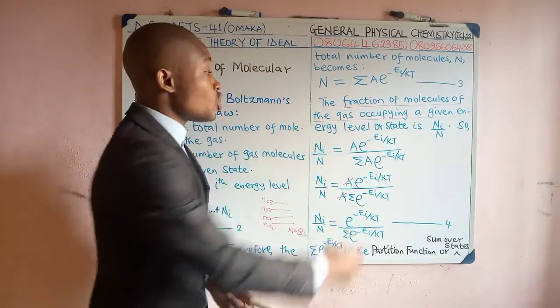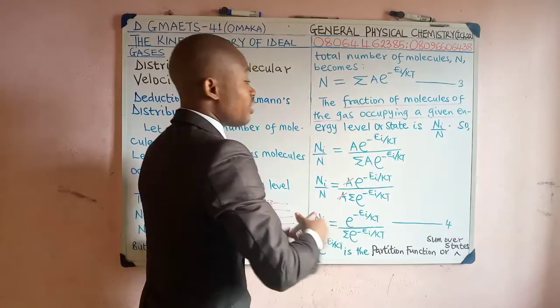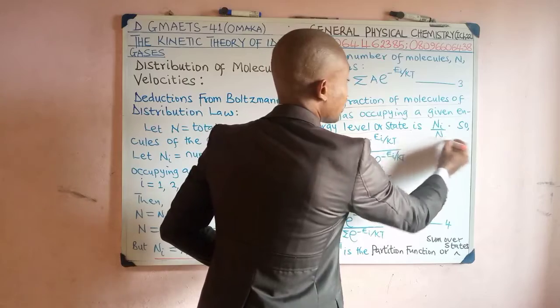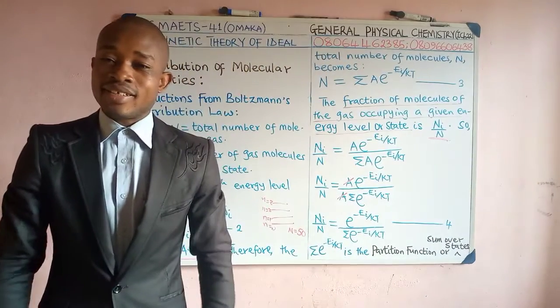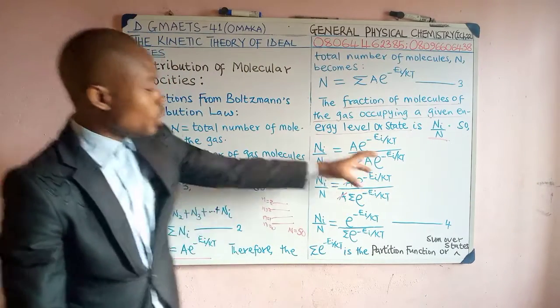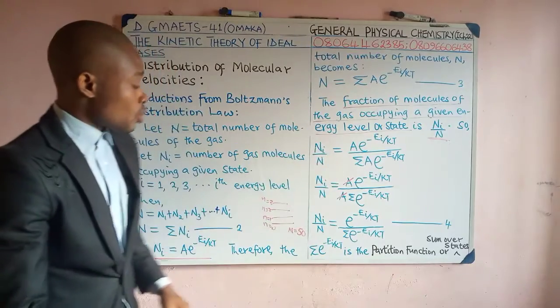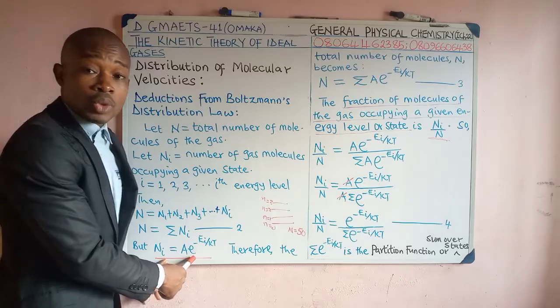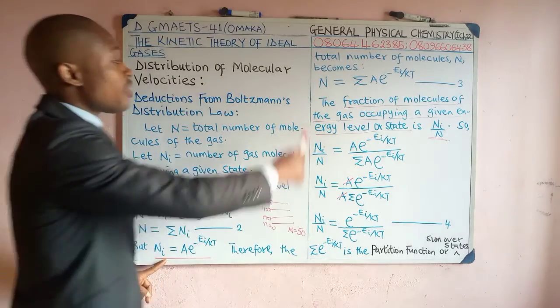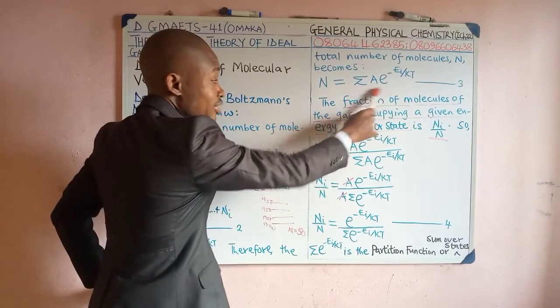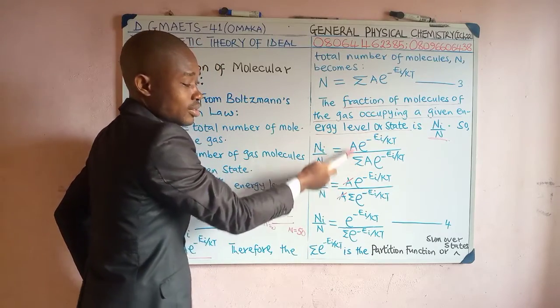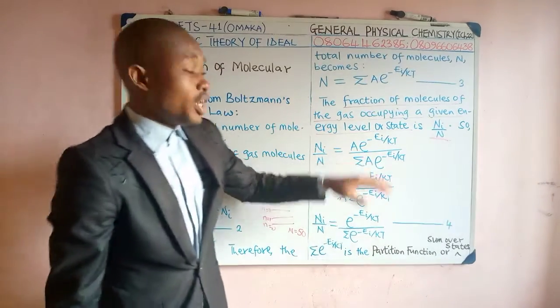The fraction of molecules of the gas occupying a given energy level or state is given as this. Take note, Ni over what? N. And then we know the value of Ni, we know the value of N. So we can actually substitute them. Ni is given by this equation according to Boltzmann. And the total number of molecules N is given by this equation. So all we need to do is to substitute into Ni over N. You get this. Now look at this denominator.